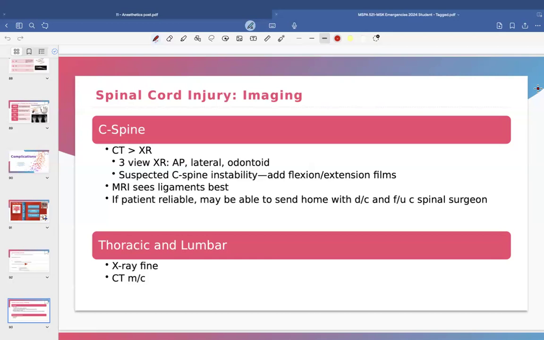Why? Yeah, for positioning, because I want to see how they are weight bearing.